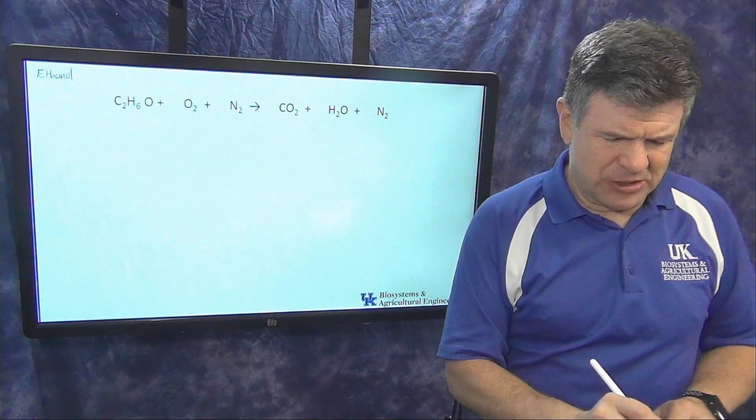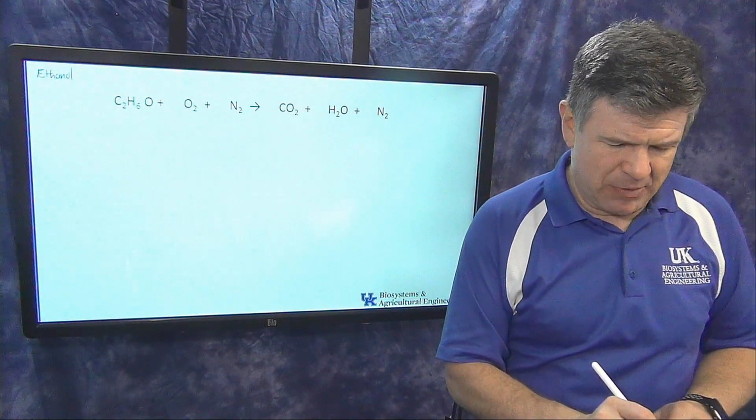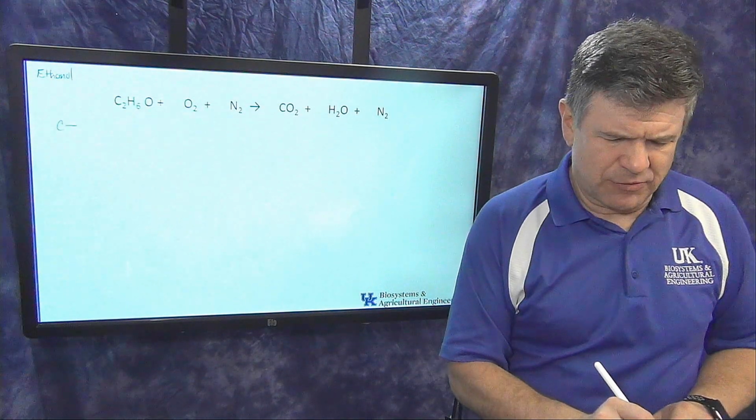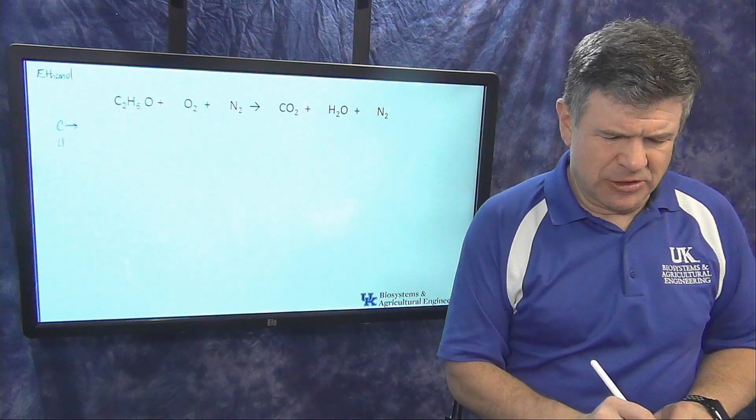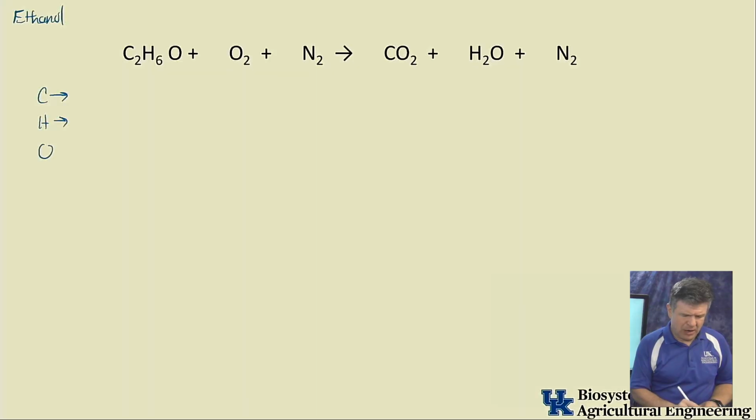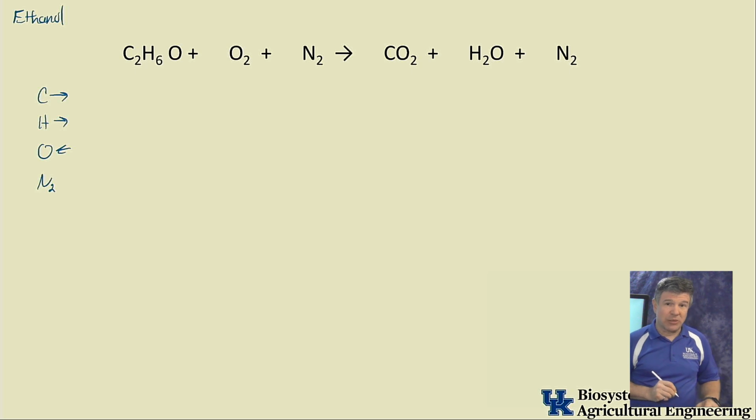So what are our steps again? I'll write them down so we remember. The carbon goes from left to right. The hydrogen goes from left to right. Oxygen goes right to left. And then I do my nitrogens last, once I know how many oxygens I need. So let's go through this process.